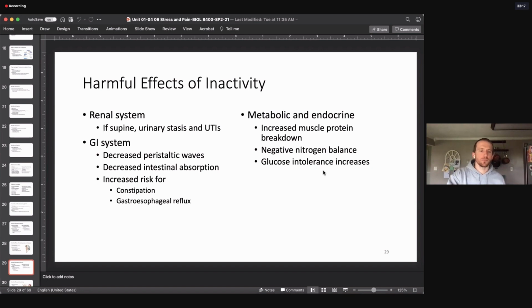More harmful effects of inactivity: kidneys become less effective at secreting, which raises the risk of UTIs. The GI system becomes worse because there is less muscle movement. Gravity itself helps to move some of that through. And then your ability to tolerate glucose goes down. Breakdown of muscle protein goes up, because the body says, we're not using it, we might as well get rid of it.